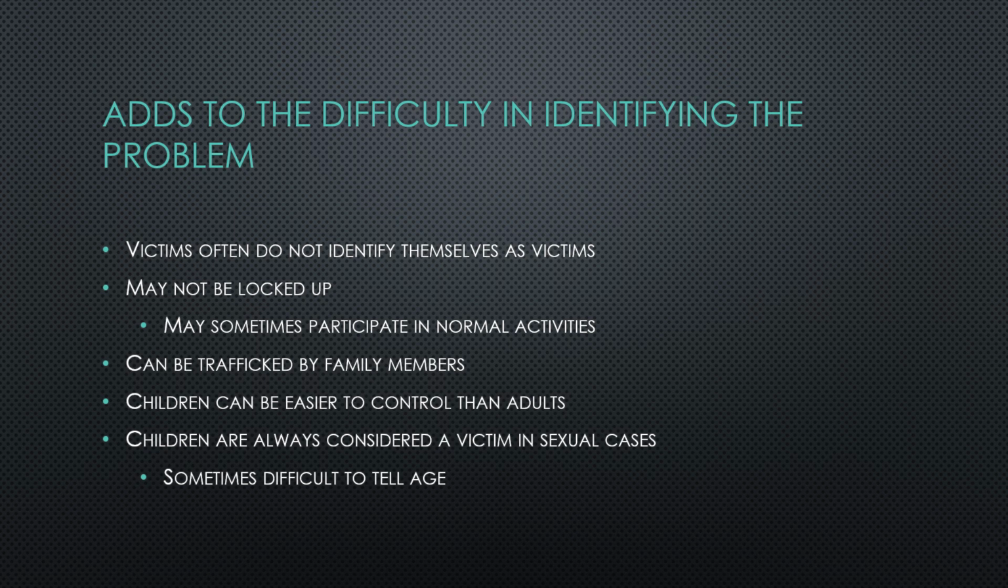Children can be really much easier to control than adults. And another thing is that it can be difficult to tell the age of someone. It might be that there's a prostitute on the street who is asking for help for belly pain, and they look like they're 21, but in reality they're 16.